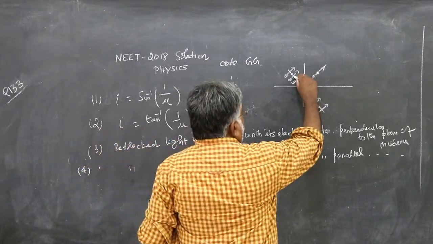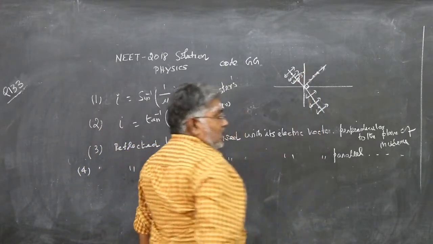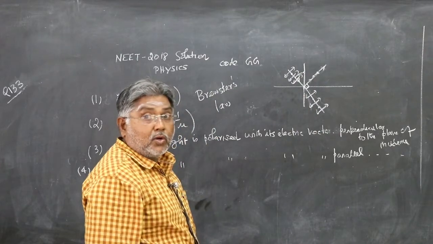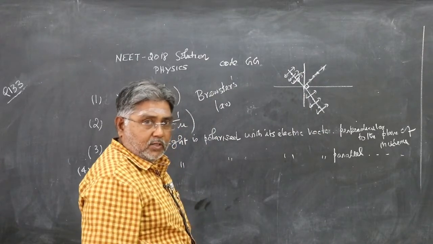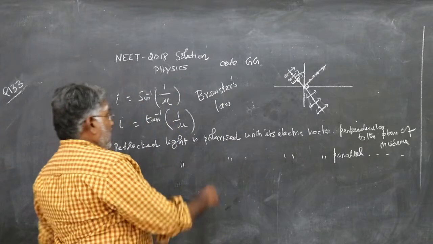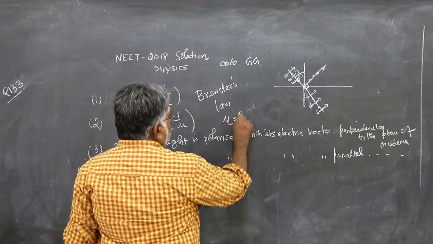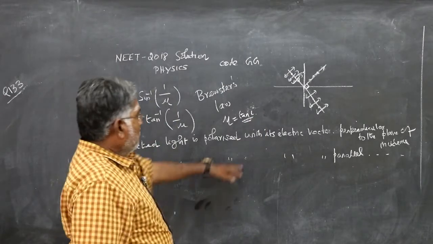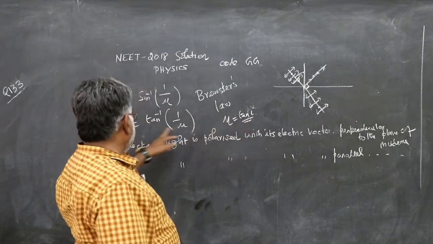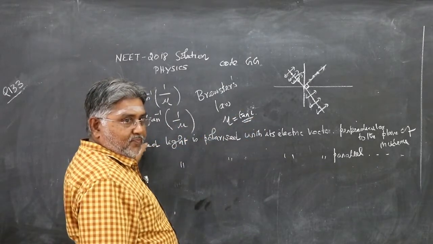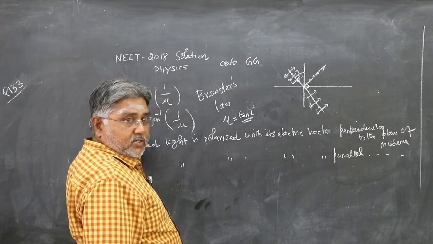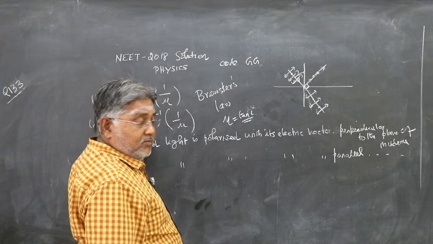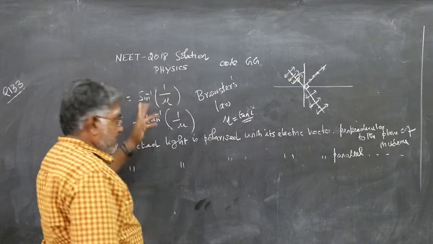Of course, this is for the particular angle of incidence. That angle of incidence is known as the Brewster angle or polarizing angle. Not given in the question, I am just telling. In that case you will have mu is equal to tan i, so i is equal to tan inverse of mu. Don't get confused here. i is equal to tan inverse of mu is not given. i is equal to tan inverse of 1 by mu is given. So this is not the correct answer.